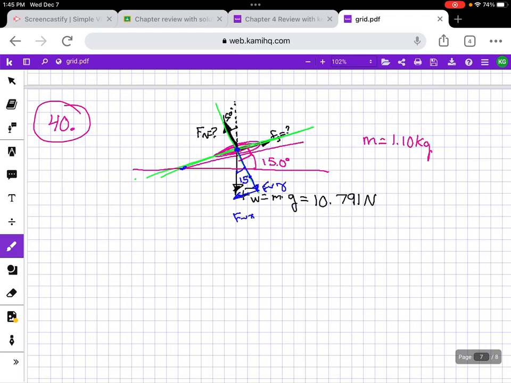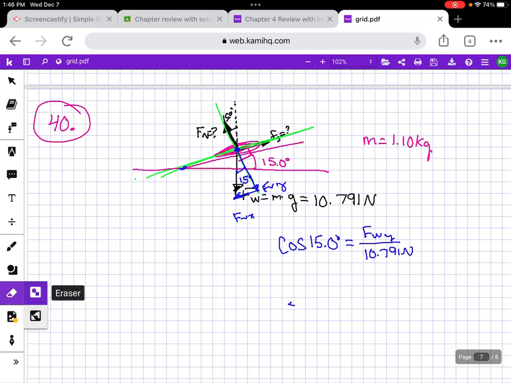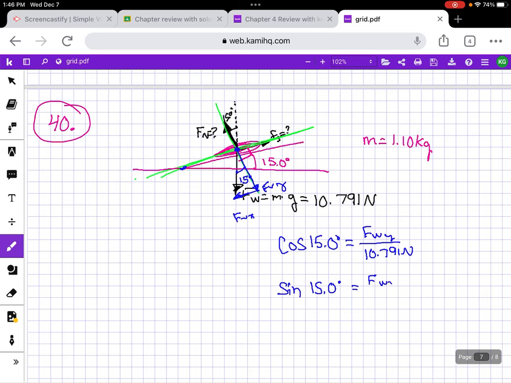Alright, force weight in the Y is going to be my adjacent and the force weight in the X is my opposite. So cosine of 15.0 degrees is equal to my adjacent, which is my force weight in the Y, over my hypotenuse, which is my force weight of 10.791 newtons. I'll solve here in a sec, but I want to write out my other one. So sine 15.0 degrees is equal to force weight in the X divided by 10.791 newtons.